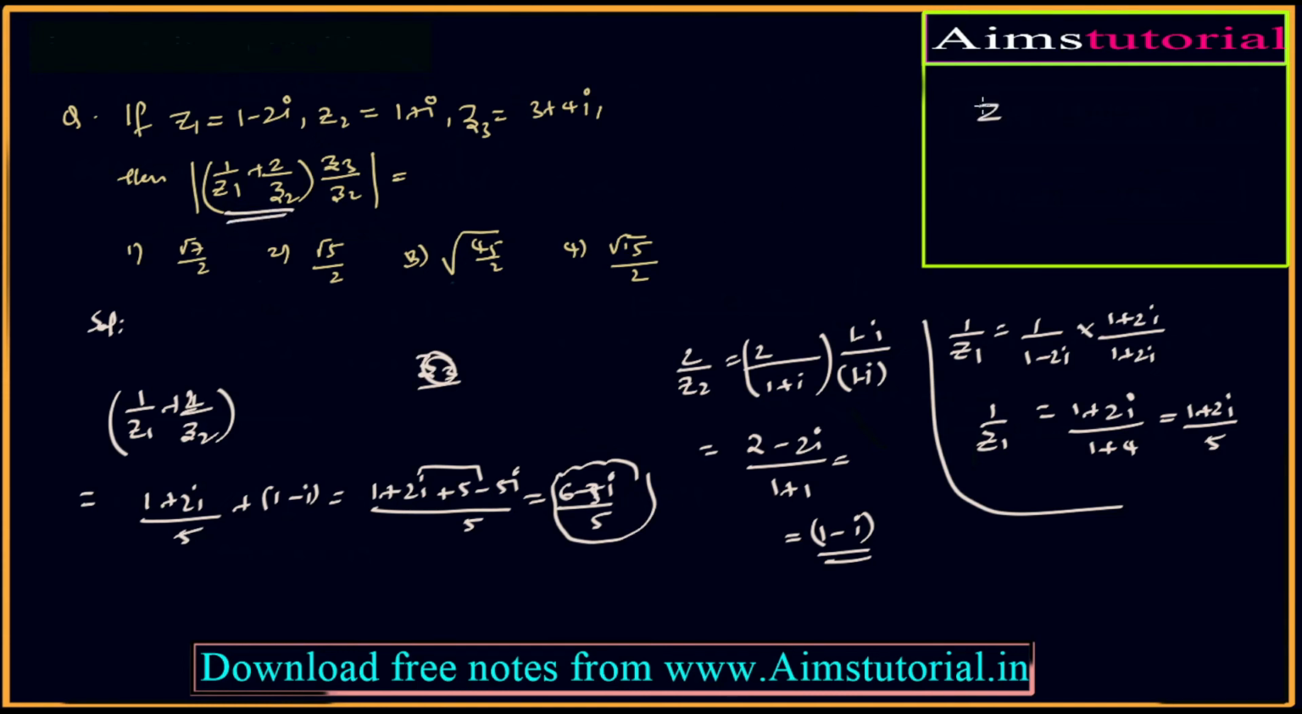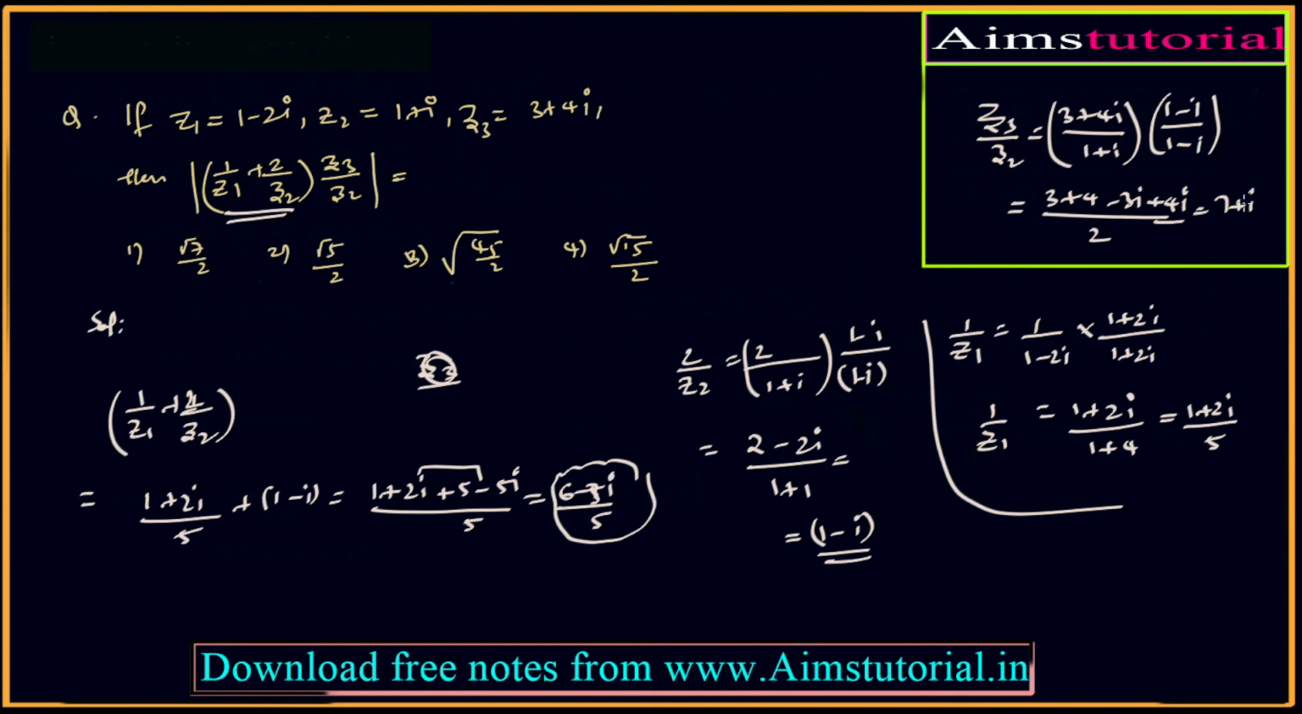Next we have to calculate z3 by z2. So what is z3? That is (3 plus 4i) by (1 plus i). So multiply and divide with (1 minus i) by (1 minus i). The denominator, a square plus b square, is 1 plus 1 is 2. 3 ones are 3, minus of minus plus 4. 3 into i is minus 3i. 4 into i is plus 4i. So 3 plus 4 is 7, plus i, by 2.